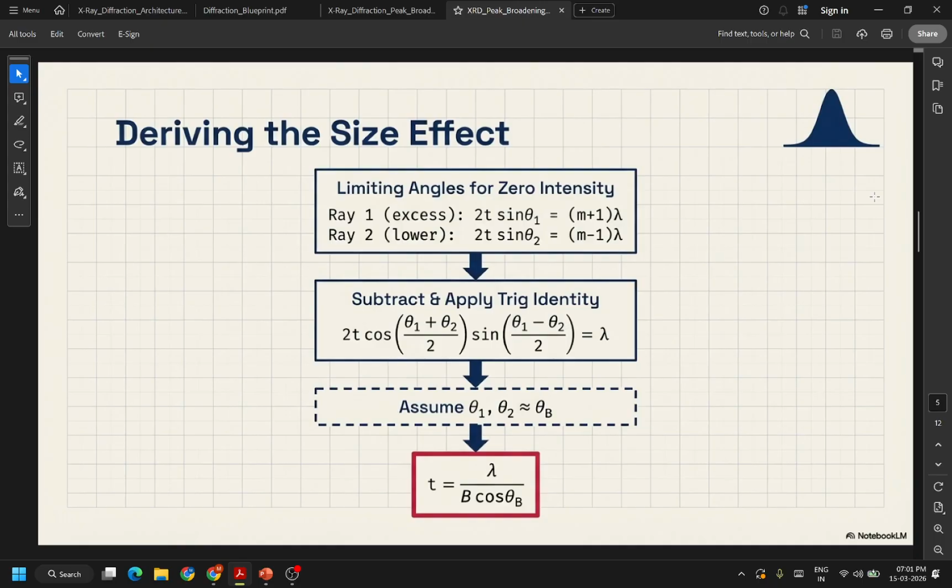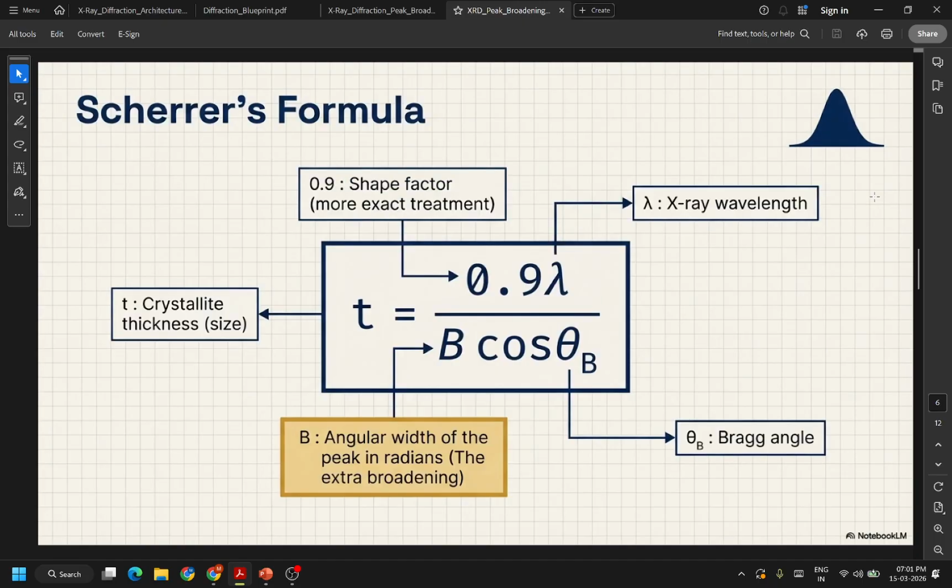And if we take the limiting case of assuming theta 1 and theta 2 equal to theta B, we get that T equals lambda by B cos theta, where T is the thickness of the material, the thickness of the crystallite or your grain. So this is called Scherrer's formula.